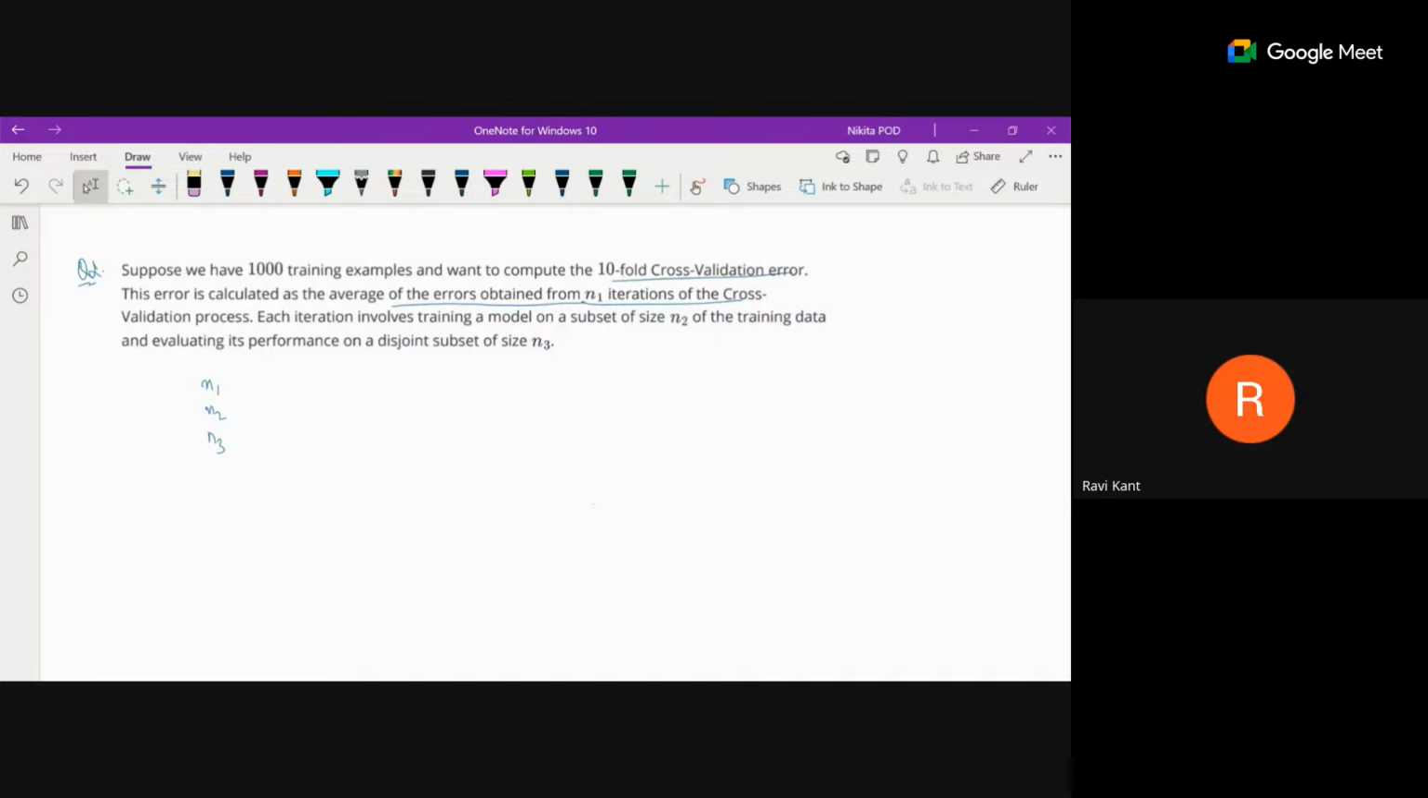How do we go through this, ma'am? 100 will be in each group, each fold, correct? You have 1000 total points and you want to do 10 folds. So in every fold, F1, F2, F3, up to F10, you will have 100 data points. That is true. But now the question is, how many iterations would you do to calculate this error? 10 iterations.